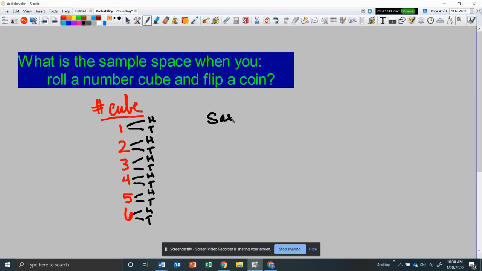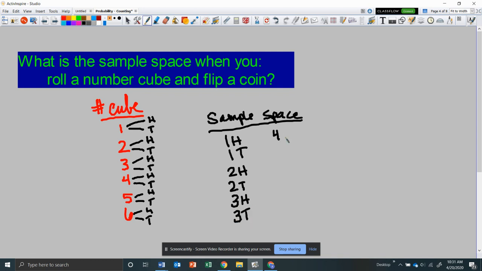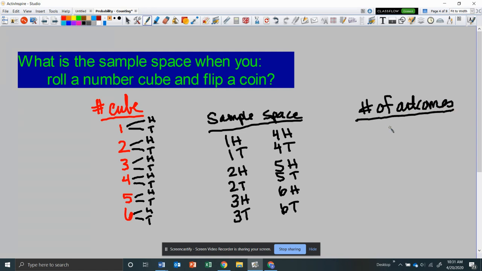So my sample space is a list of all the things that can happen. I can go 1 heads, 1 tails, 2 heads, 2 tails, 3 heads, 3 tails, 4 heads, 4 tails, 5 heads, 5 tails, 6 heads, 6 tails. This is the sample space. If I ask you the number of outcomes, how many things can actually happen, we're going to say that there are 12 outcomes. So the sample space and the number of outcomes are actually different.